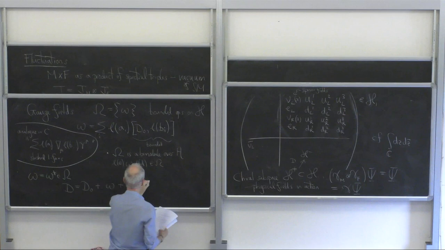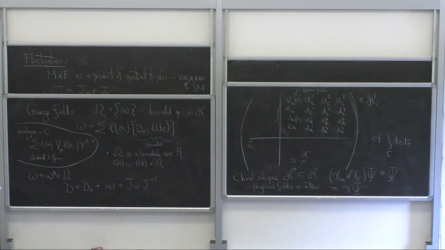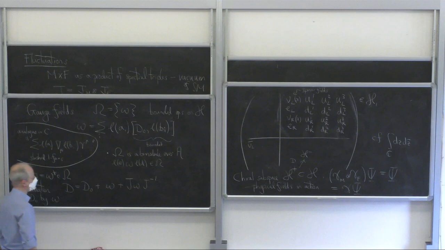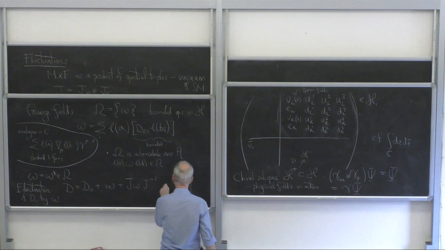Like this. And this, so this is called the fluctuation of D naught by omega. And you can check again that it's also a Dirac operator.